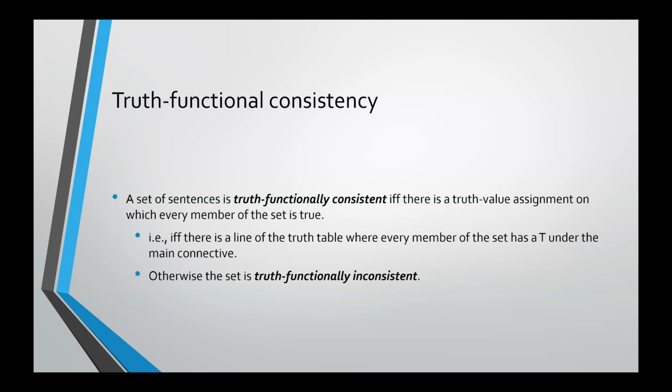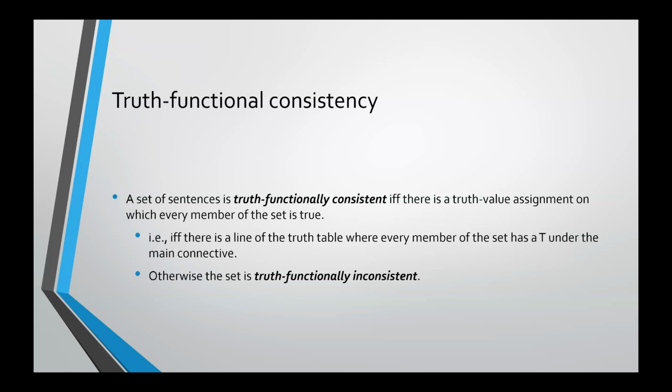And if there is, then that tells you that there's an arrangement of atomic components that makes every sentence in that set true. So then there's at least one truth value assignment where every member of the set is true. And if there isn't a line where every member of the set has a T, then there isn't a truth value assignment on which every member of the set is true, and the set is truth functionally inconsistent.